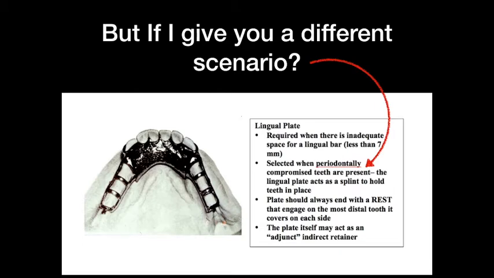Then you have to change to the lingual plate, even if you have more than 7 to 8 millimeters. The first scenario is when you don't have enough space. The second scenario is when you have a periodontally compromised tooth. Then you are likely to choose the lingual plate rather than the lingual bar, even if you have more than 7 to 8 millimeters of distance. So remember, be careful and read the scenario given.